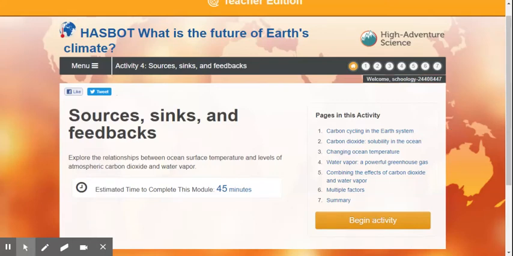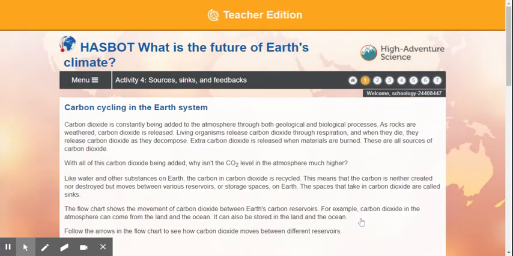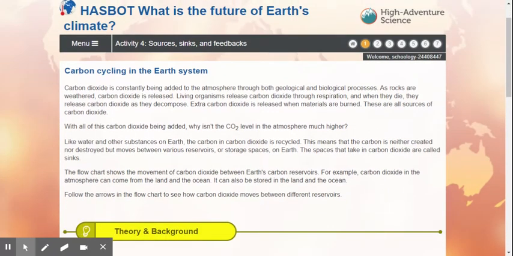Hey everybody, I'm going to do a quick video on how to do activity 4, sources, sinks, and feedbacks. I'm on the High Adventure Science site, and I'm going to begin the activity. This has to do with how the atmosphere and oceans interact as far as the amount of carbon dioxide in them. So it's called the carbon cycle.